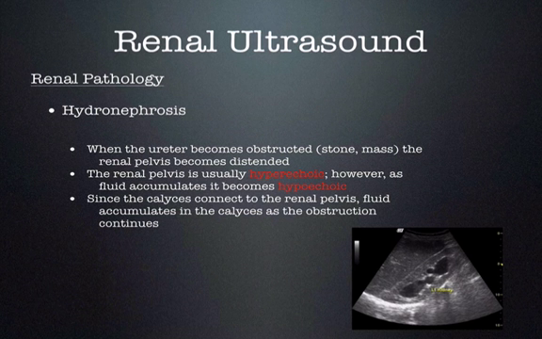We will now start talking about abnormal renal pathology seen with the ultrasound, starting with hydronephrosis. When the ureter becomes obstructed by a stone or mass, urine backs up into the kidney, causing the renal pelvis to become distended. As fluid accumulates in the renal pelvis, it changes the ultrasound appearance from the typical hyperechoic appearance to a darker or more hypoechoic appearance. As the obstruction worsens, fluid will begin to spread from the renal pelvis to the calyxes and finally into the pyramid, since all of these structures are interconnected.